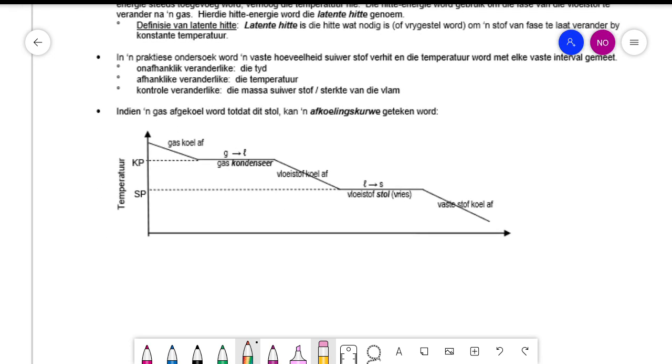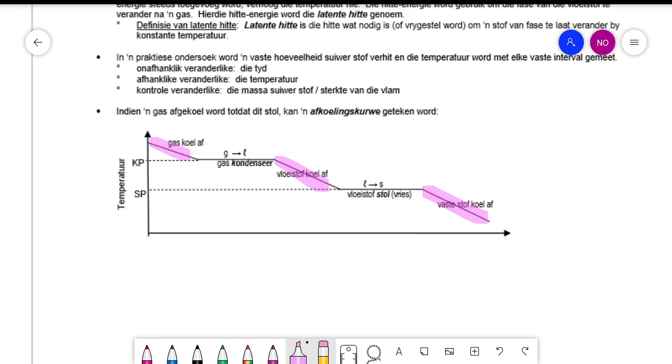Hierdie is 'n afkoelingskurwe. Okay? So let's just quickly swap it around. Everywhere that it is pink, do you guys agree that the temperature is decreasing? Nee? So wat neem af? Wat se energie? Kinetiese energie. So what's happening to the particles? They are moving slower and slower and slower.